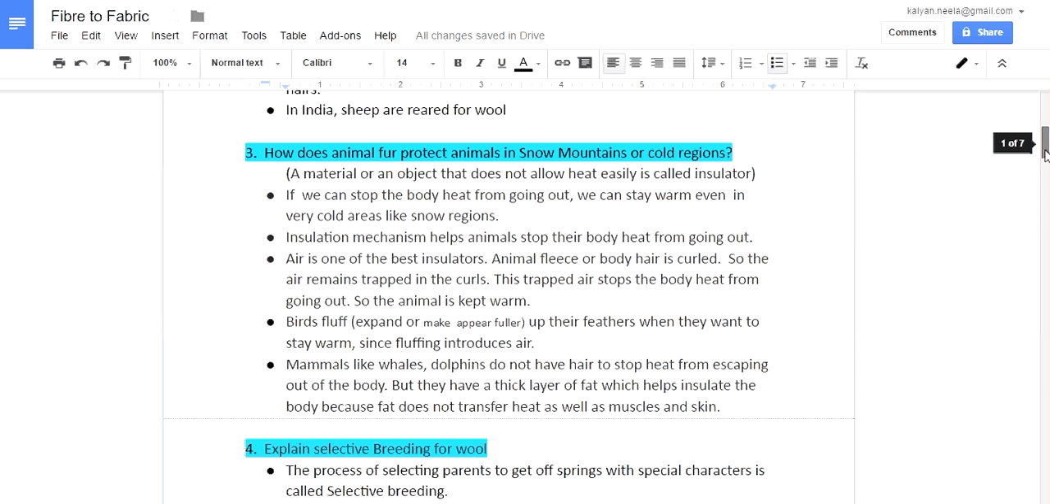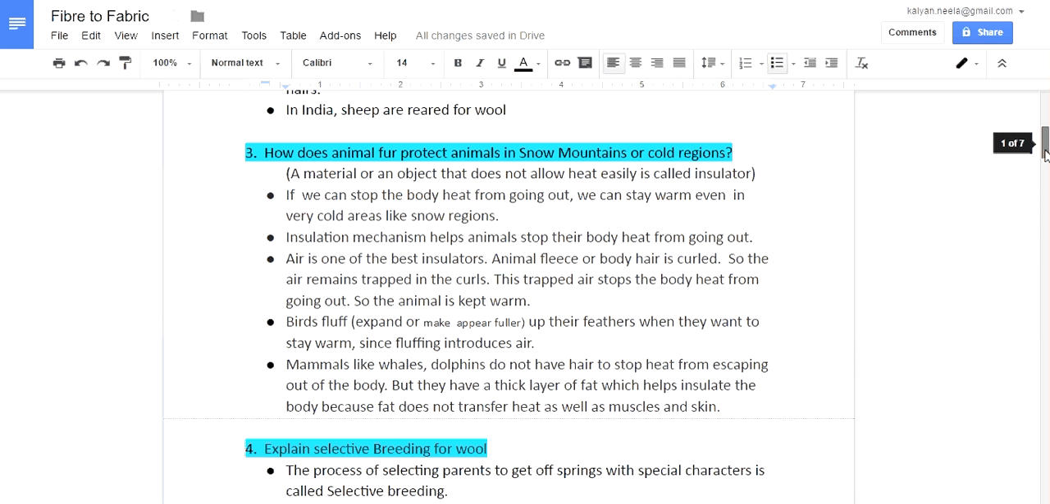Even for that matter, fish, they have a thick coat of fat, right? That fat is again a good insulator, so it does not let body heat go out. So the summary of this question: all these animals protect themselves from extreme cold weather by a mechanism called insulation.